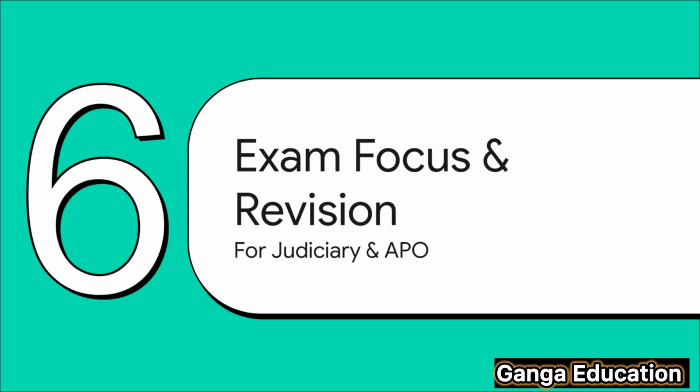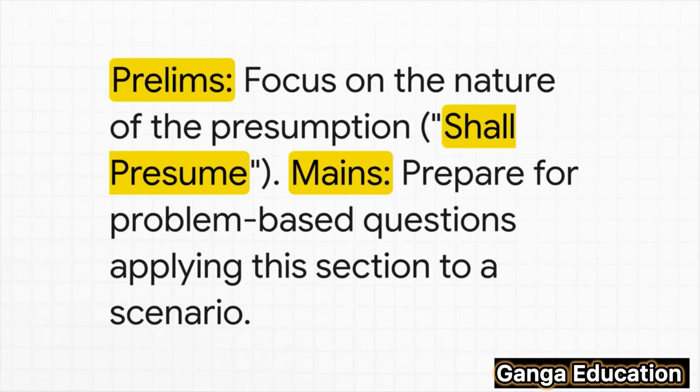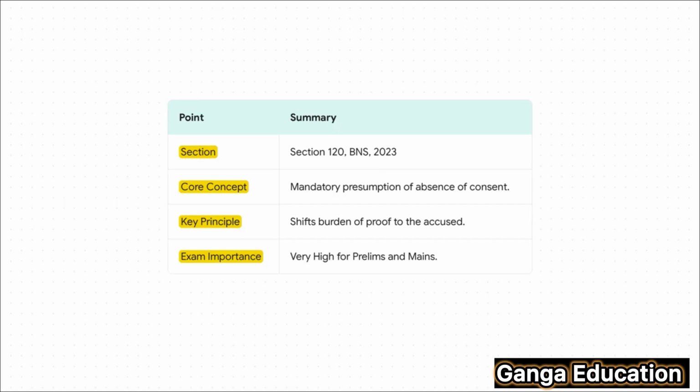Okay, for all of you aspiring to crack the judiciary and APO exams, this is where you need to really listen closely. This is a very high-yield topic, and you can definitely expect questions from it. For your prelims, watch out for direct questions about the nature of this presumption. They love to create confusion between shall presume and may presume. Just remember, it is always shall presume. It's mandatory. Now, for your mains exam, you should be ready for a problem-based question. They'll give you a factual scenario, and you'll have to apply Section 120 and explain where the burden of proof lies.